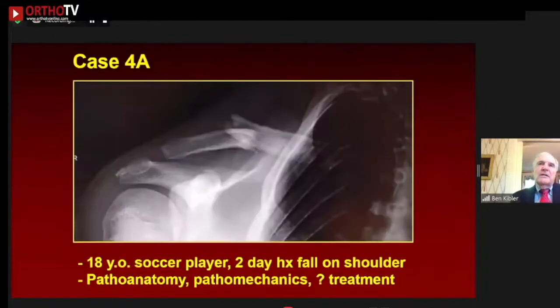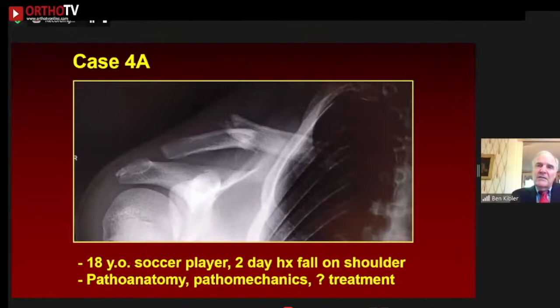Well, let's go to another case here. Let's talk about a very common clavicle fracture. This is an 18-year-old U.S. soccer player. He fell and landed on his shoulder and has this particular injury. Now, you say, well, what are the treatments? Well, most of the time this would be treated non-operatively, but is that really the case?